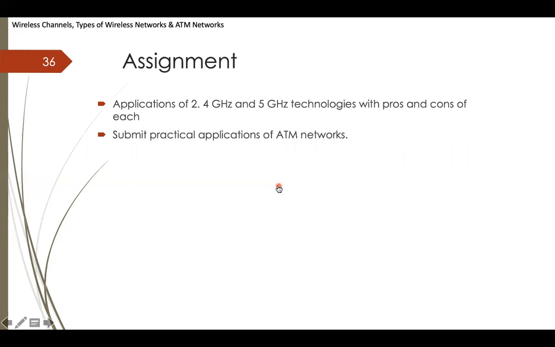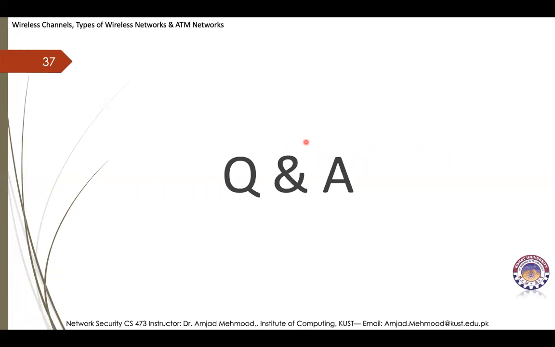And this is your assignment today. You have to submit applications of 2.4 gigahertz and 5 gigahertz technologies with pros and cons of each, and then submit practical applications of ATM networks: where we are using ATM networks, and what is the benefit of using these networks, as I have discussed in my previous slides.